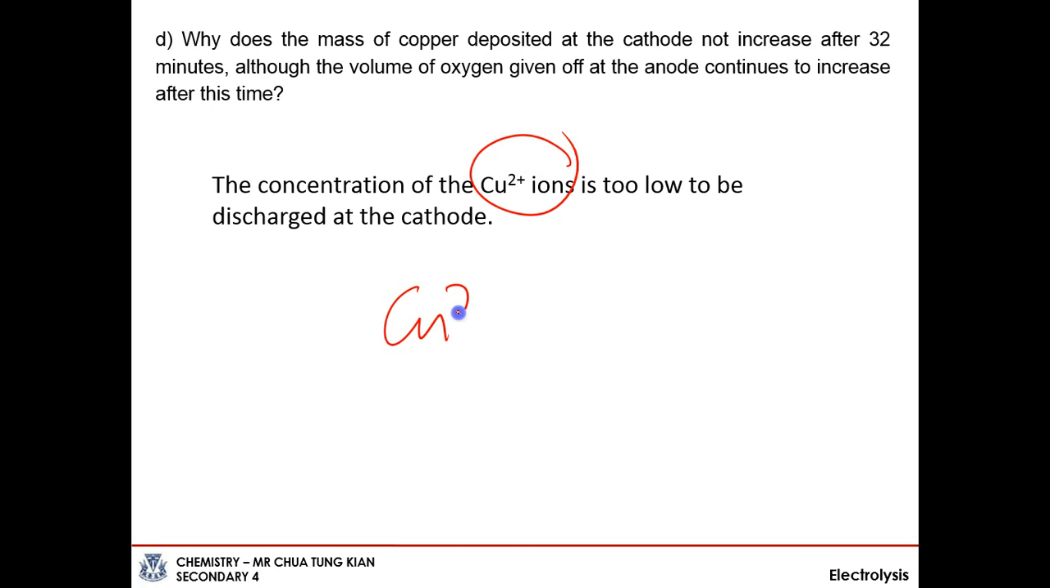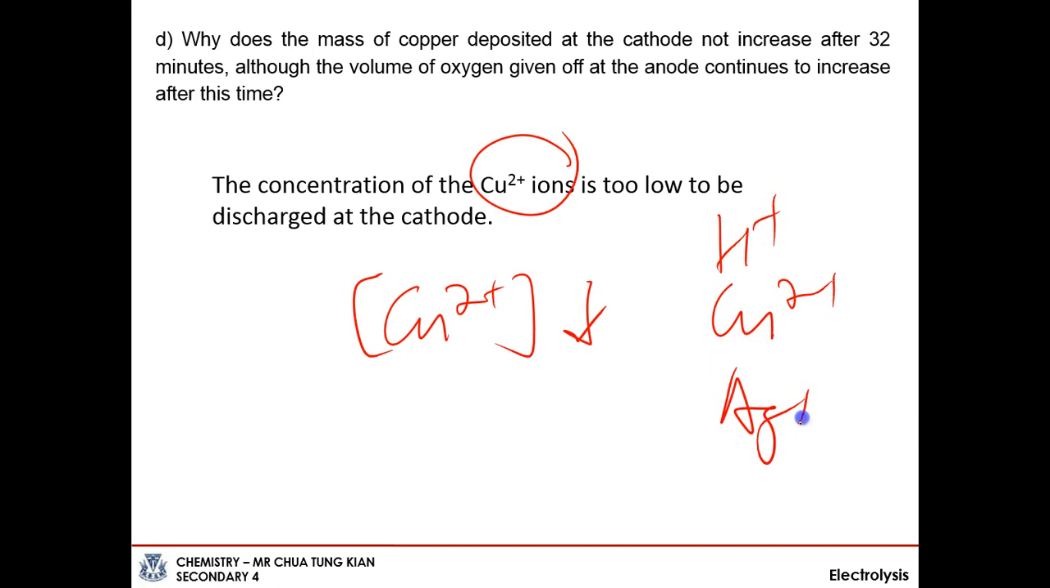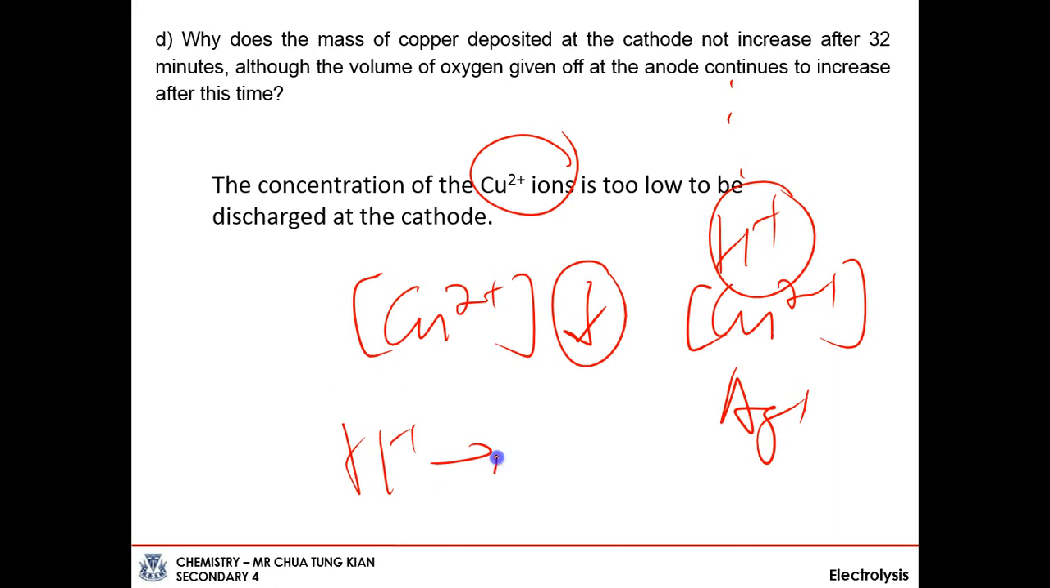So Cu2+ concentration has dropped below the point at which it can be discharged. If you recall the series, it is H+, Cu2+, Ag+. If Cu2+ concentration has decreased so much that it cannot be discharged at the cathode, the next ion which will be discharged there will be the H+ ion, and H+ ion will be discharged as hydrogen gas. Okay?